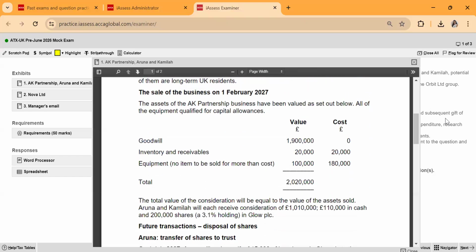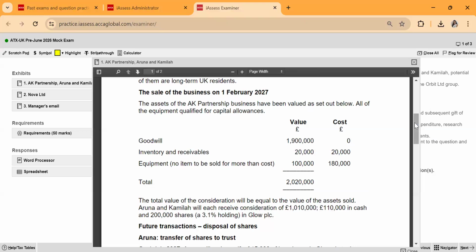Now the sale of the business is on 1st February 27. The assets of AK partnership have been valued as set out below. All of the equipment qualified for capital allowances. The details are given, and the total consideration will be equal to the value of assets sold. Aruna and Kamila will each receive consideration of 110,000 in cash and 2 lakh shares, only a 3% holding in Glow. Since it's only a 3% holding in Glow, there's no controlling part, so succession relief will not be there, because for that we need that controlling nature, right?